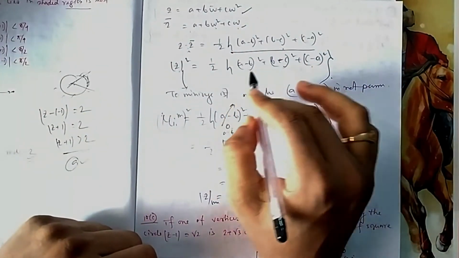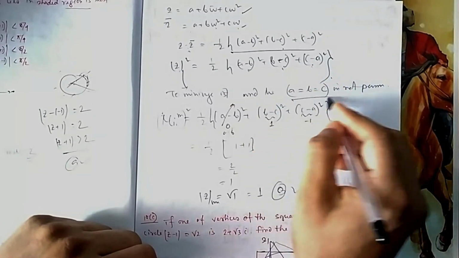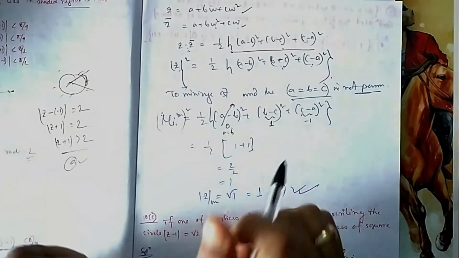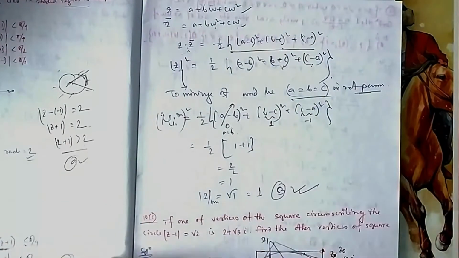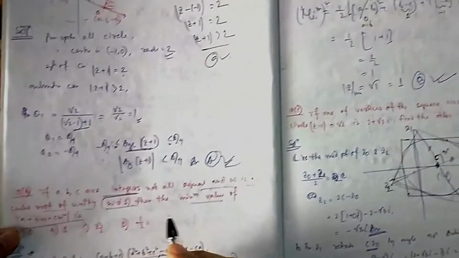So the minimum value it can have is when all are 0. That means all are equal. But all are equal is not given in the question, so all cannot be equal. The next thing you can do: they are also integers. They cannot be fractions. They are all integers.